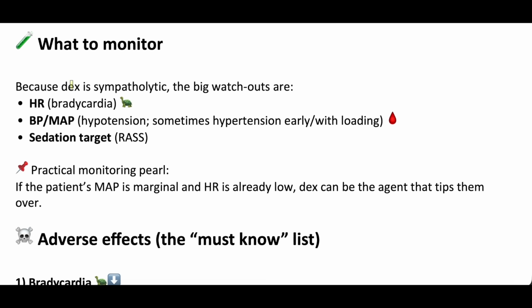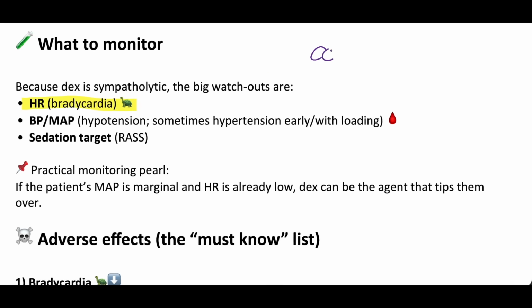The big watch-outs here are bradycardia. This is probably the number 1, 2, and 3 thing to watch out for. Dexmedetomidine is classic for causing bradycardia, and it's sometimes significant, right? Sometimes these heart rates can way drop, and in a patient who's maybe in shock or sick, dropping their heart rate can be a really big negative thing.